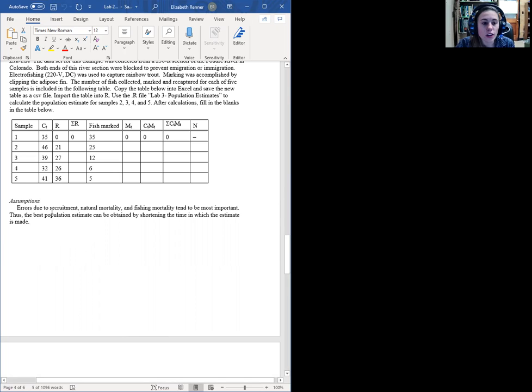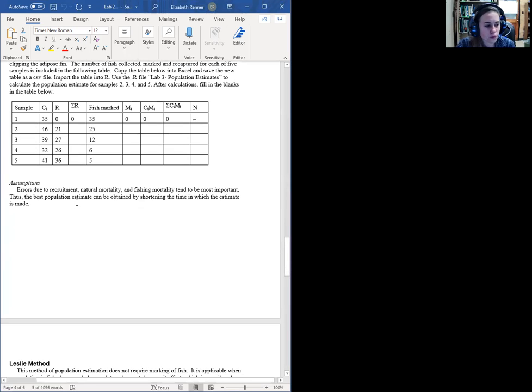are that the errors due to recruitment, natural mortality, and fishing mortality tend to be the most important. Thus, the best population estimate can be obtained by shortening. So we reduce the amount of time in which the estimate is made. So we reduce the time between marking and recapture. If we do it within a span of time, like a couple weeks, a few days, a few hours, the shorter the window, the more likely that you're going to get an accurate estimate, because fish or birds or whatever your sample is are less likely to be able to leave during that short time window. Does that make sense?